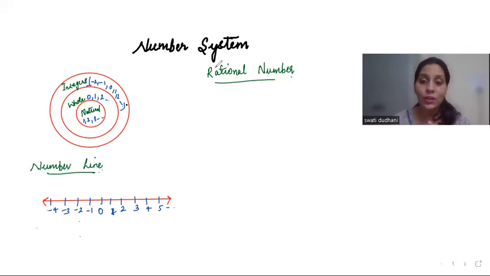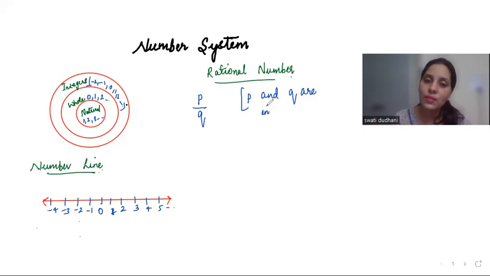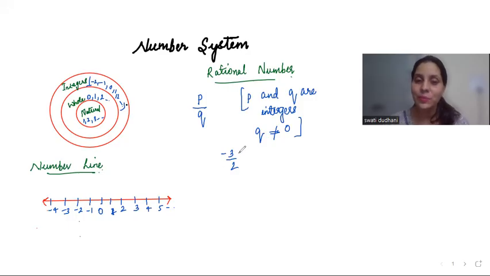Now let us see what are rational numbers. Rational numbers are in the form of p by q, where p and q are integers and q is not equal to 0. So for example, minus 3 by 2 is a rational number because minus 3 and 2 both are integers and q is not equal to 0.